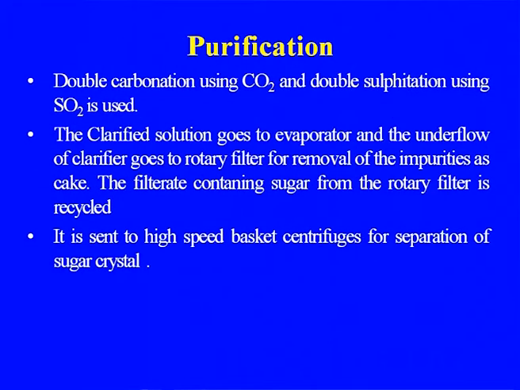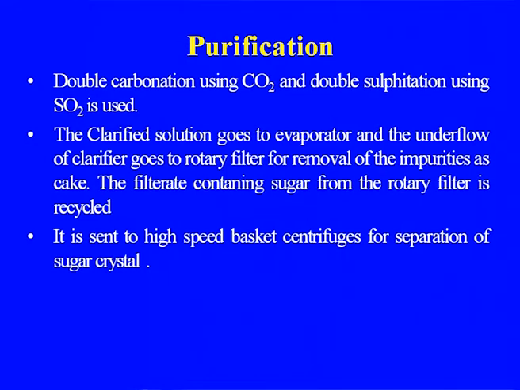Then comes the purification part. We are having double carbonation using CO2 and double sulfitation using SO2. The clarified solution goes to the evaporator and the underflow of the clarifier goes to the rotary filter for removal of the impurities as cake, which I told you about. The filtrate containing sugar from the rotary filter is recycled, that is, the filtrate we are using during the extraction stage.